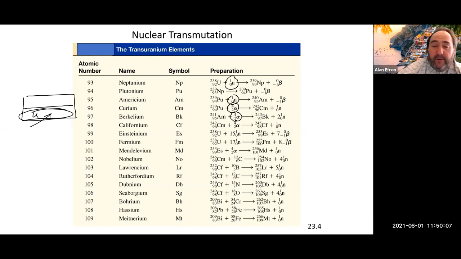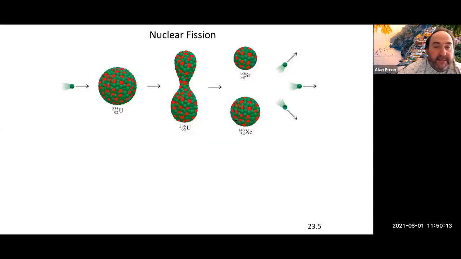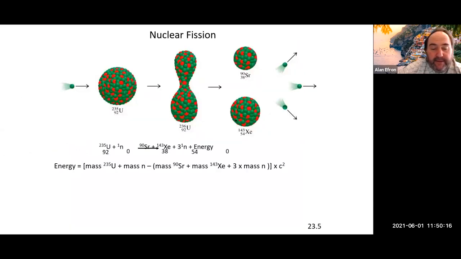You bombard it with a particle, it becomes a little upset about it, and then goes through a process where it splits. And that's what is happening here with nuclear fission. This is an example of a nuclear fission reaction.